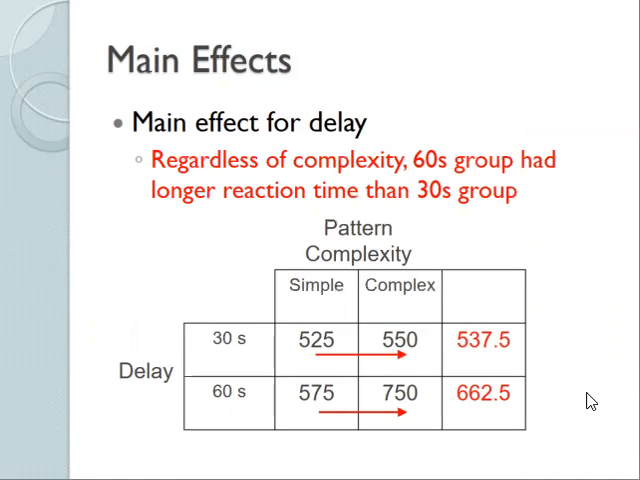So again, I'm going to be sure that I include my dependent variable in my interpretation. And I'm going to say something like, regardless of complexity, the 60-second group had a longer reaction time than the 30-second group. So that's my interpretation. I've done my calculations and I've also interpreted it.